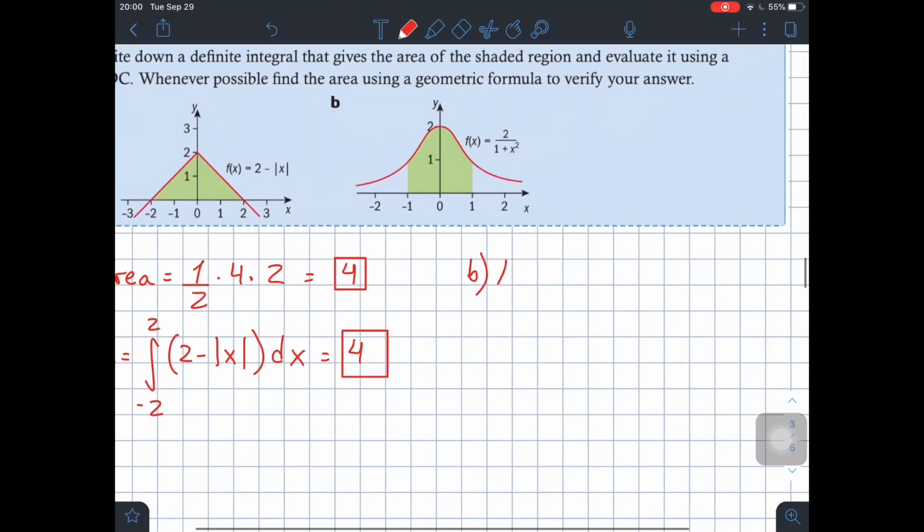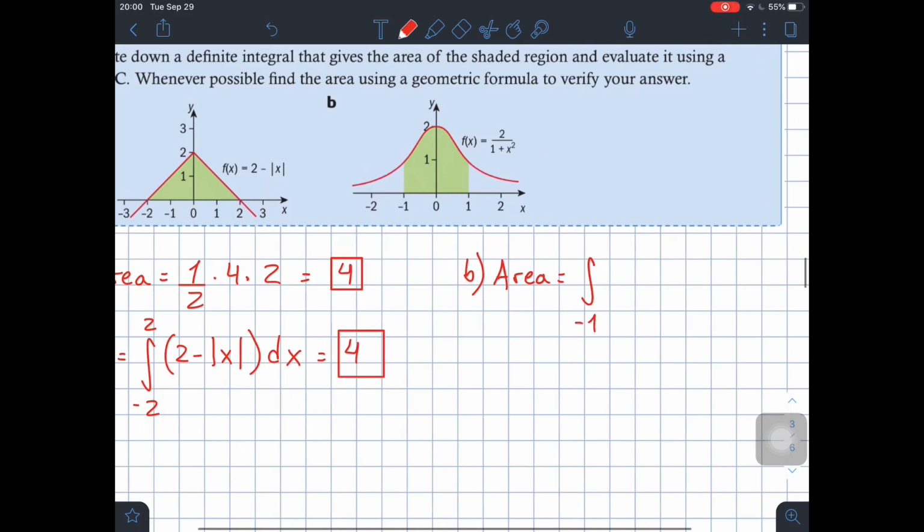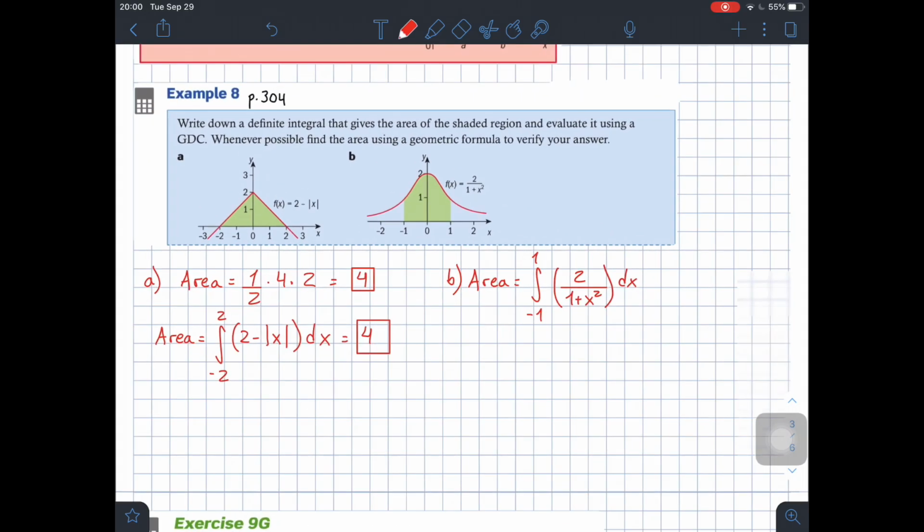Definite integrals. So to find the area, the only thing we need to do is find the integral from, in this case, from -1 to 1 of the function. The function in this case is 2 over 1 plus x squared, and with respect to x, right?